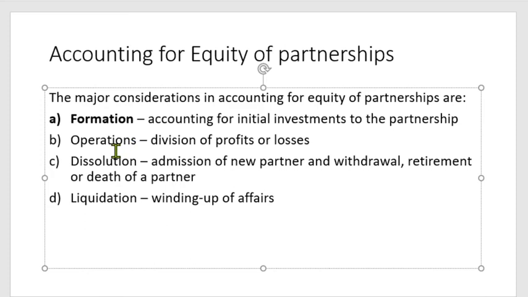Next, operations, we divide for the profits or losses while after we proceed, after we operate, we look at the profits and losses, the performance of the partnership. Next, dissolution, admission of new partner and withdrawal, retirement, or death of a partner, di ba?